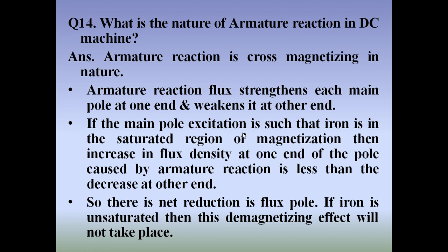If the main pole excitation is such that iron is in the saturated region of magnetization, then the increase in the flux density at one end of the pole caused by the armature reaction is less than the decrease at the other end. So there is a net reduction in the flux per pole.